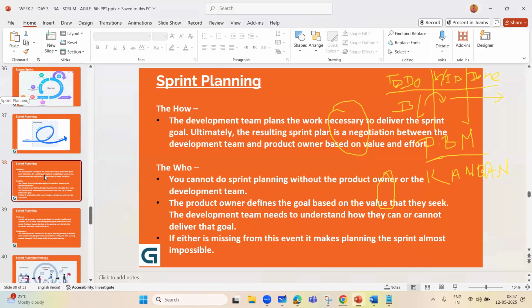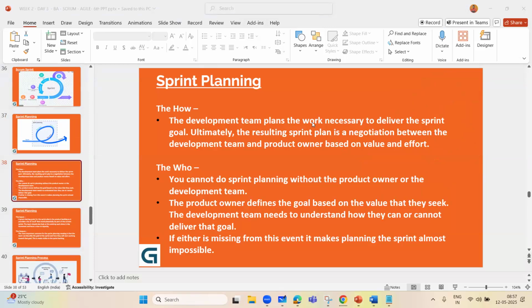The how part, we have to know. The development team plans the work necessary to deliver the sprint goal. Ultimately, the resulting sprint plan is a negotiation between the development team and product owner based on the value and effort. It may happen that when you are giving the estimation, you may say higher than what a product owner is expecting, and there will be a negotiation about why you are taking so much time.